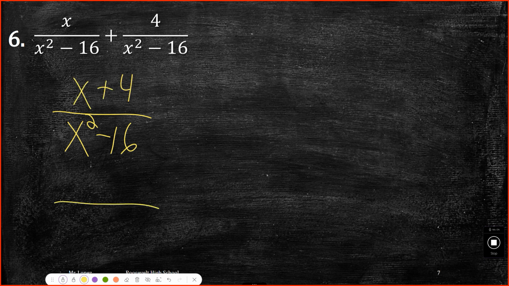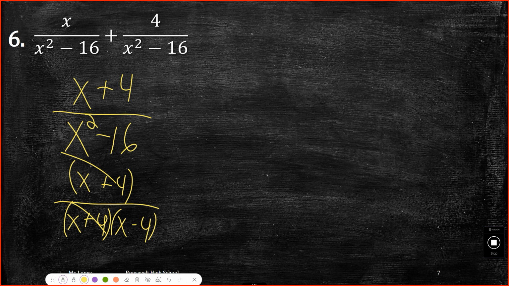Now the bottom, let's continue on. What is the bottom called? Difference of squares. And so what do I put down right here? X plus 4, x minus 4. And then put the x plus 4 on top. And I can cancel out a set with a set. So cancel out what? This, and the answer is what?